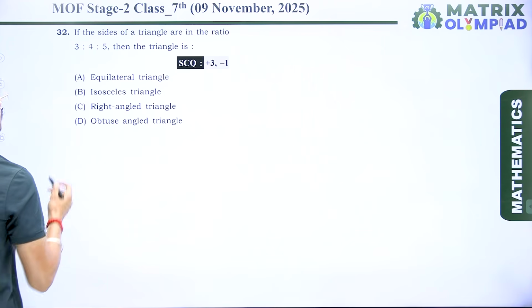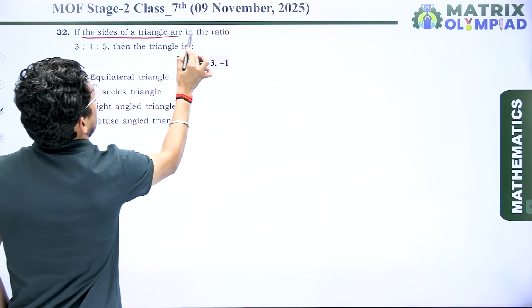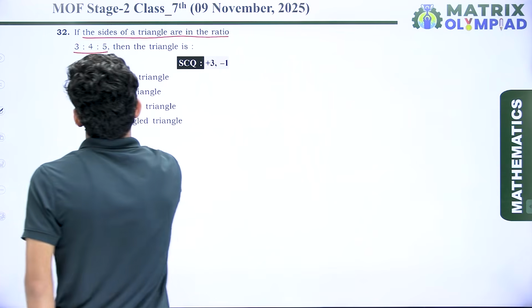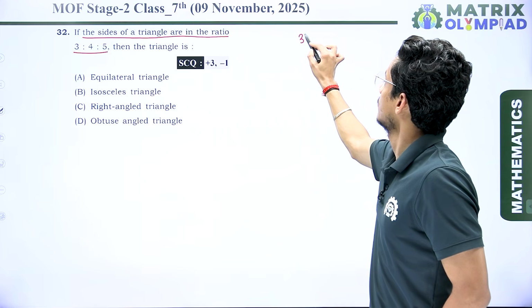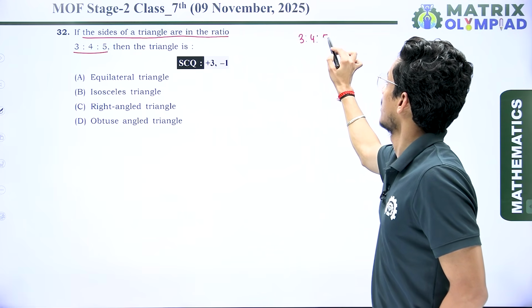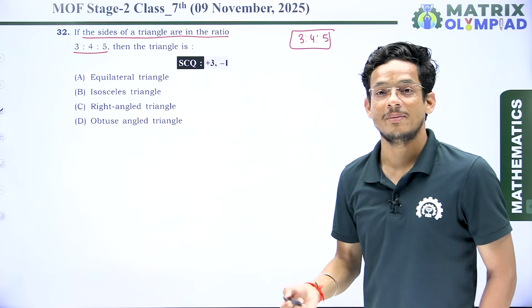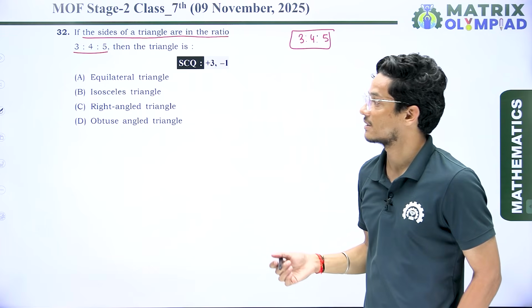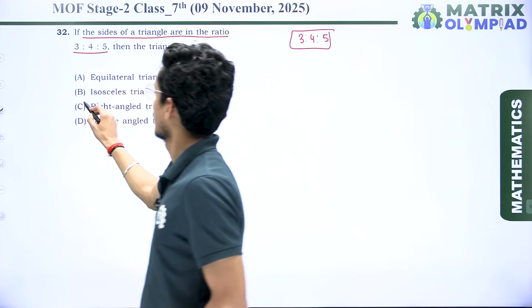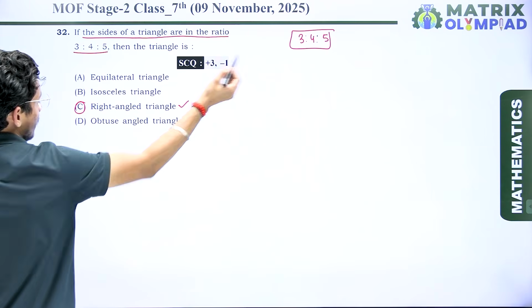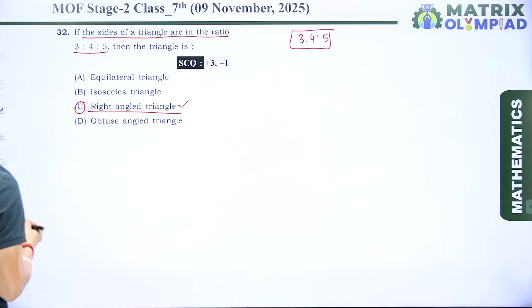Now the next question: if the sides of a triangle are in the ratio 3:4:5, then the triangle is... So we know 3:4:5 is a Pythagorean triplet, and Pythagorean triplets are in a right angle triangle. So in a right angle triangle we can use Pythagorean triplets, so option C is the correct answer.